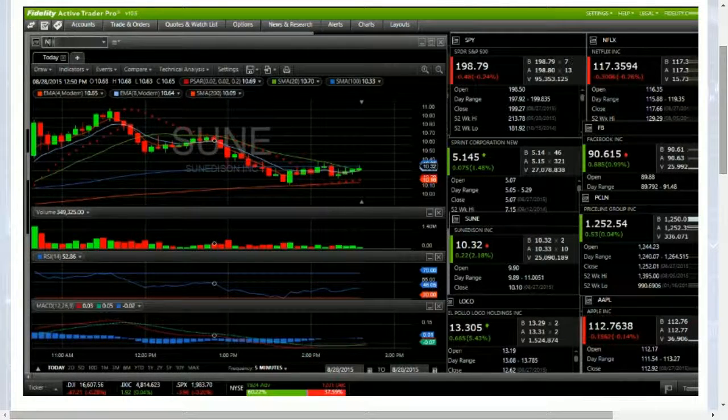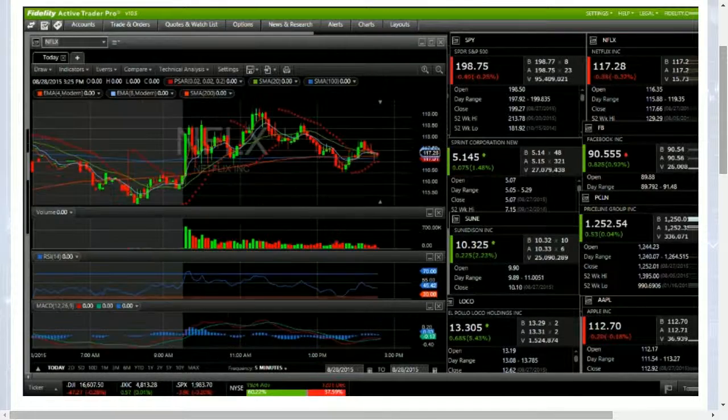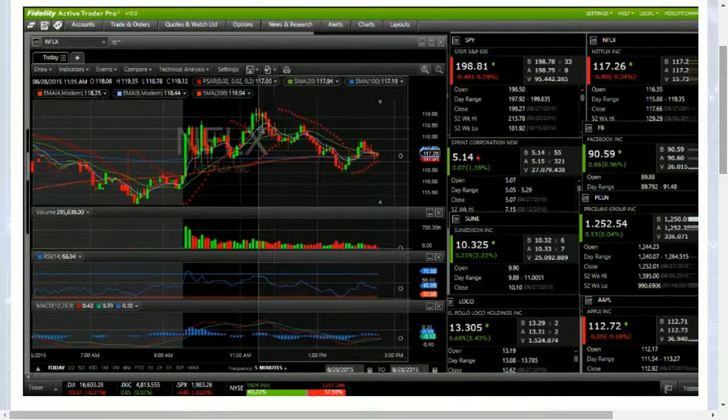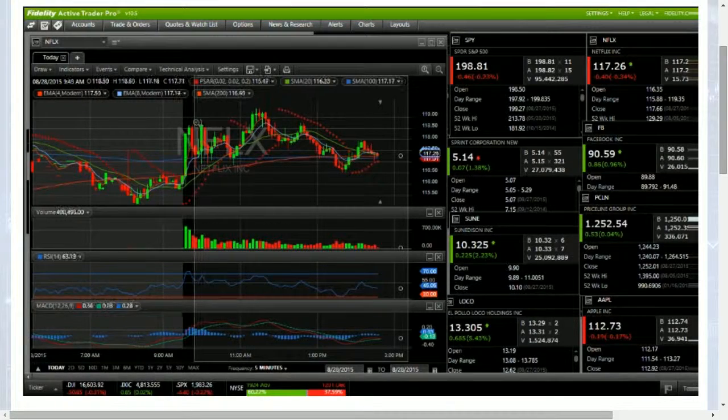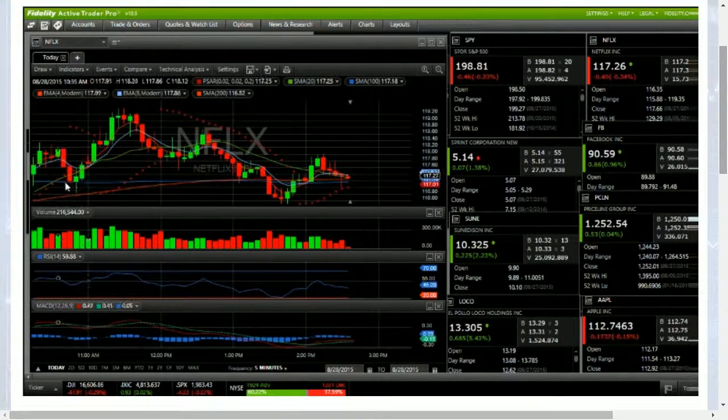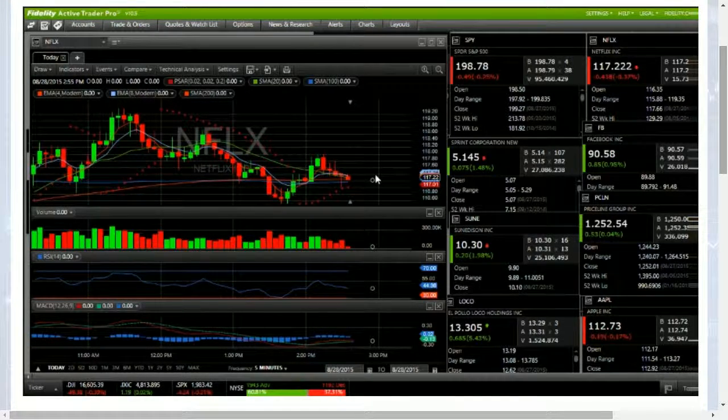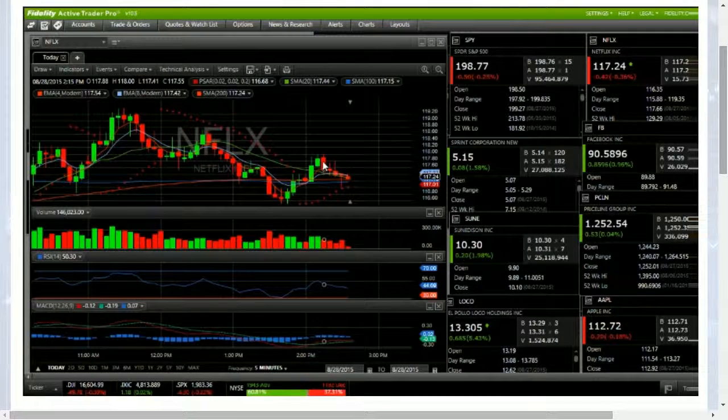Netflix is currently at some critical support, the 100 and 200 period moving average. There's been support here previously in the day, and although it did break below it recently, it is now testing it again. A nice bullish candlestick here, a hammer where the bulls bought up that support. We'll see if we can get a turnaround here, and a break of the 118 level would be a bullish sign for Netflix.